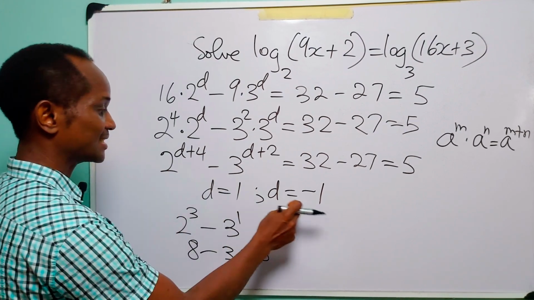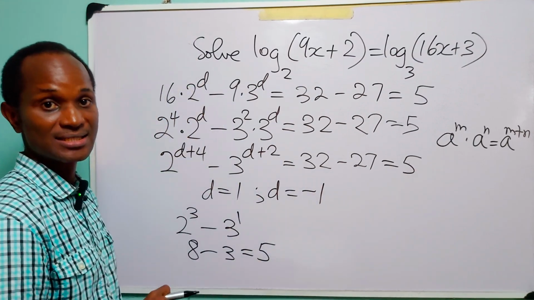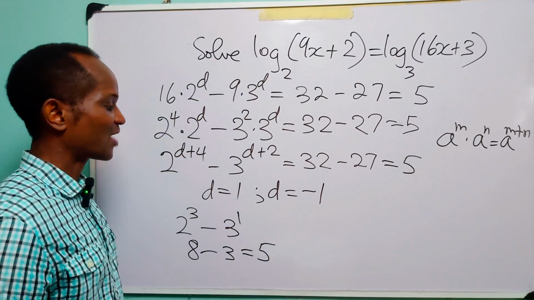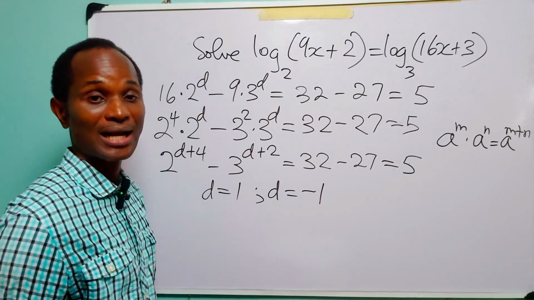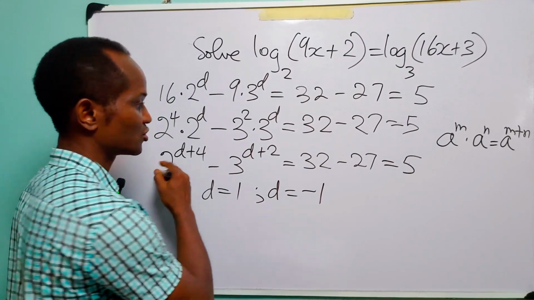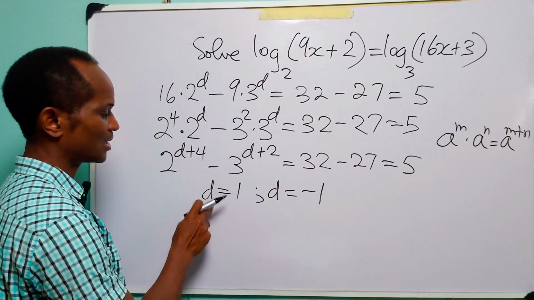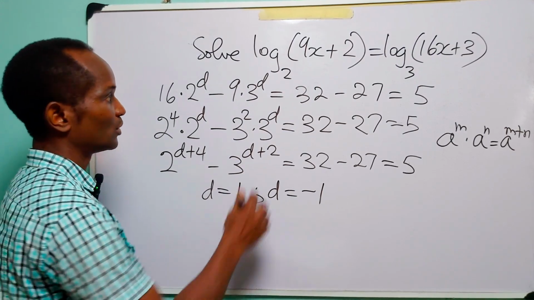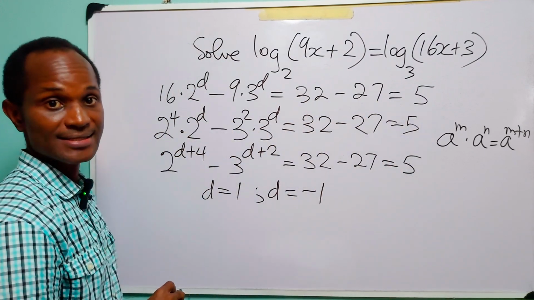So you can see that d equal to minus 1 also satisfies this equation. And in fact, d equal to 1 and d equal to minus 1 are the only two solutions to this equation. So now that we have found the values for d, we go back to find the values for x.